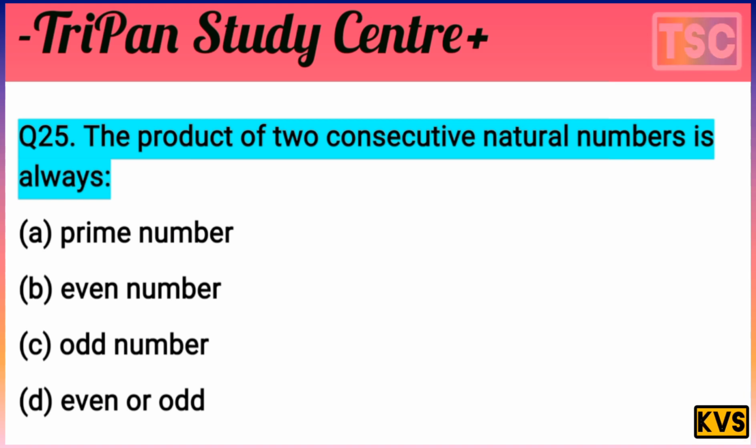The product of two consecutive natural numbers is always a prime number, an even number, an odd number, or an even or odd number. The correct option is B, always an even number. It means option B is correct. B, even number. That's important for the exam.